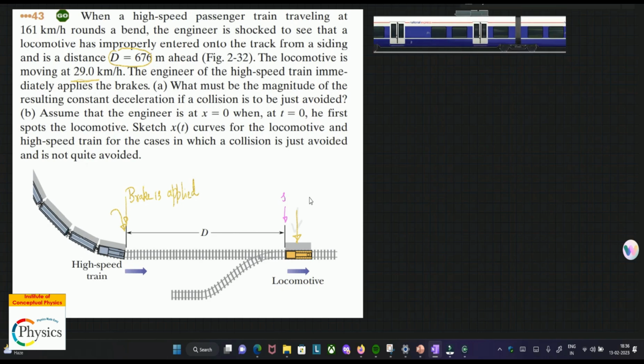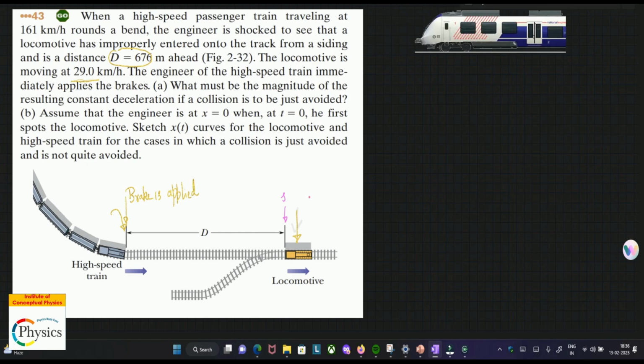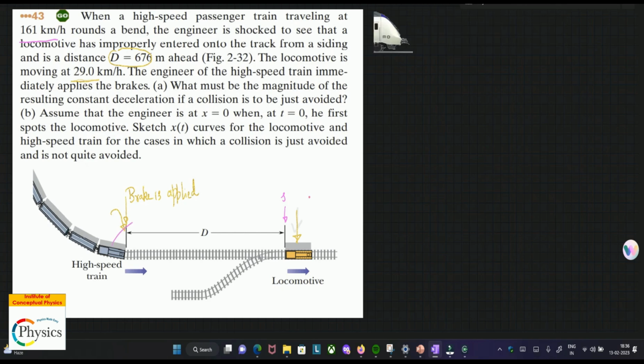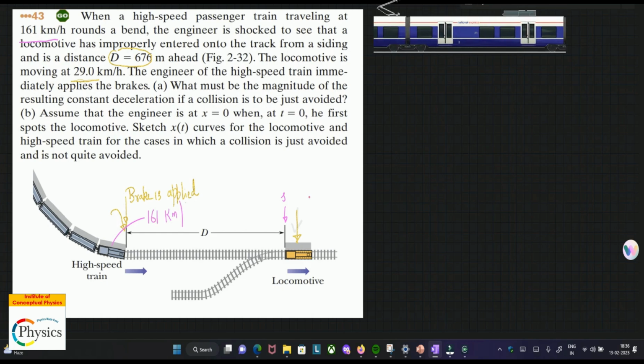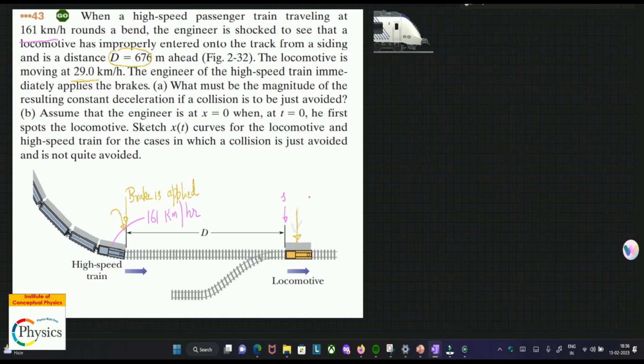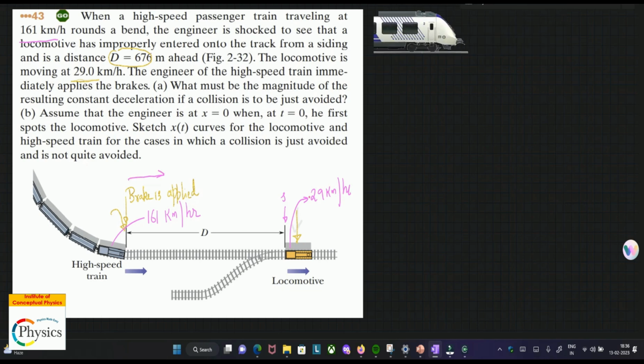There are two trains given in this question. One train, the fast moving train, is moving with a speed of 161 kilometers per hour, right? And what has happened is a train has entered its path by mistake, okay? And this train is moving with 29 kilometers per hour. And these two are approaching each other like this.